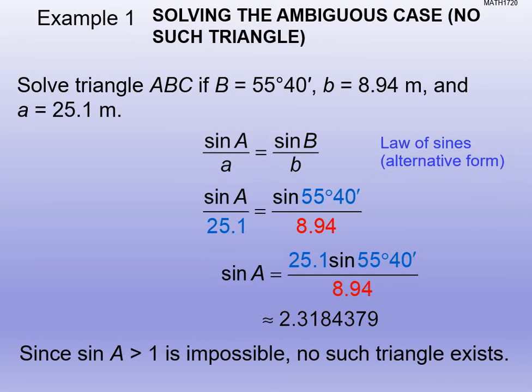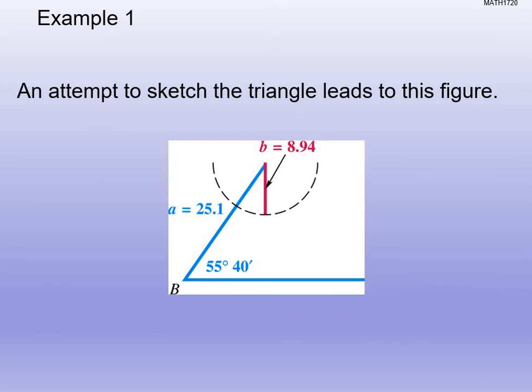Even if you try and draw this triangle, it's going to look like this in general. We could have sketched it ahead of time, but that's really what it's going to look like if you were to sketch the figure. No such triangle could possibly exist there with that length being 8.94.